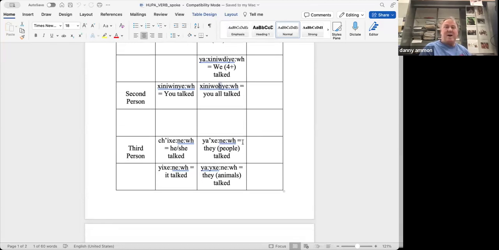And then yaxeneo. So we did chicheneo, yicheneo, yaxeneo, right? So this one's just barely different. Yaxeneo. And then for the animals talking is yaicheneo. So it's kind of the same pattern up here. If you pull off the ch and put on a ya, you go chicheneo, yacheneo. Pull off the y and put on a yai, yicheneo, yaicheneo. So this is the same pattern.